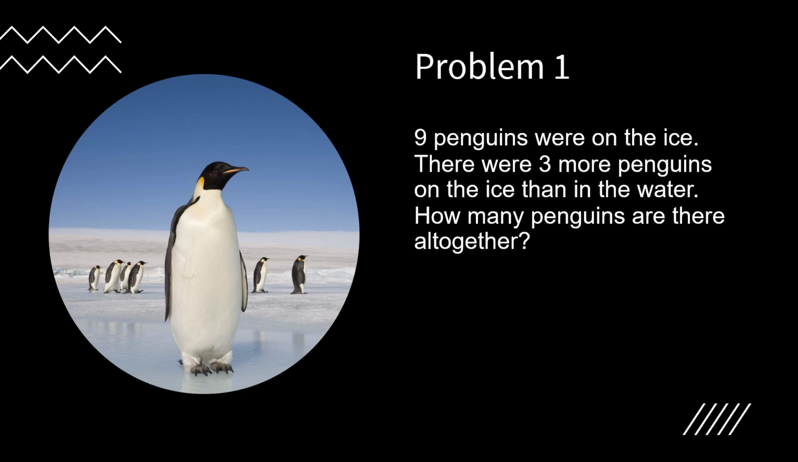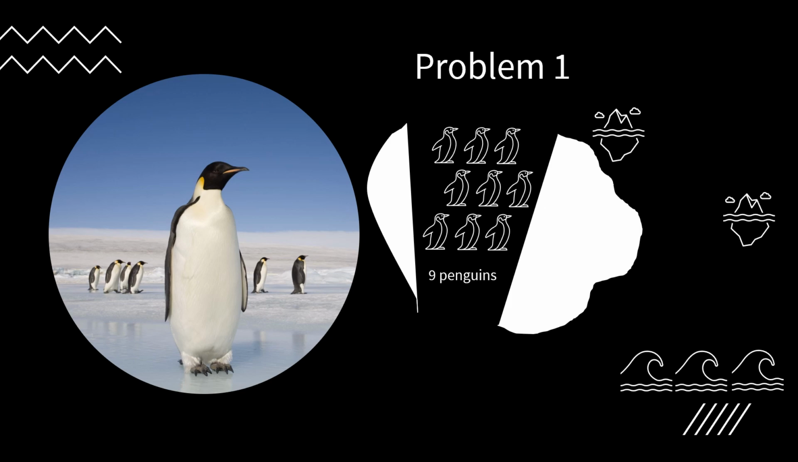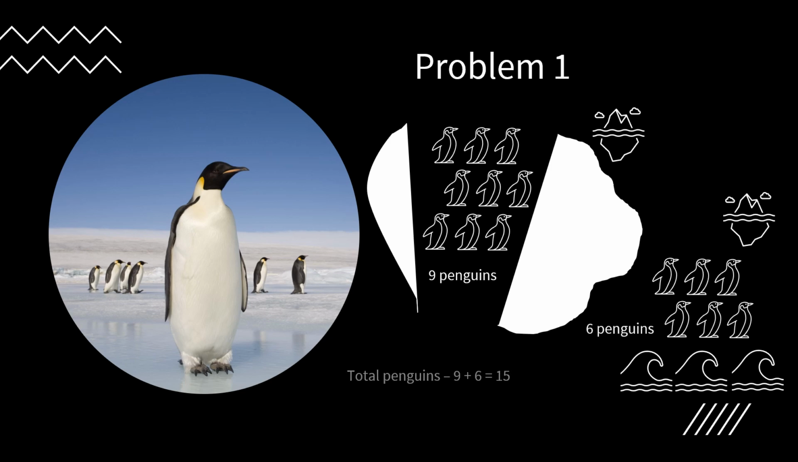So let us see what is the solution to this problem. So what is the problem? There are 9 penguins which are on the ice. The problem says that there are 3 more penguins on the ice than in the water. So how many penguins are in the water? There are 6 penguins. So how many penguins are together? 9 plus 6, which is 15.